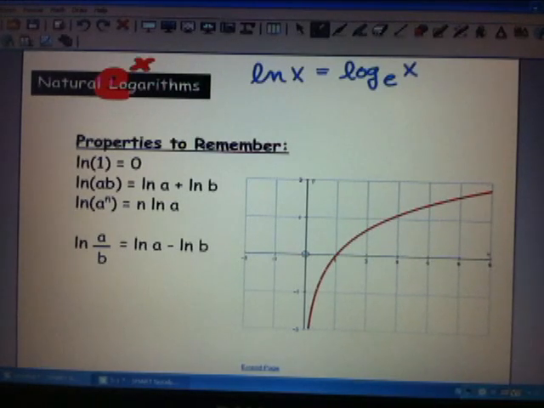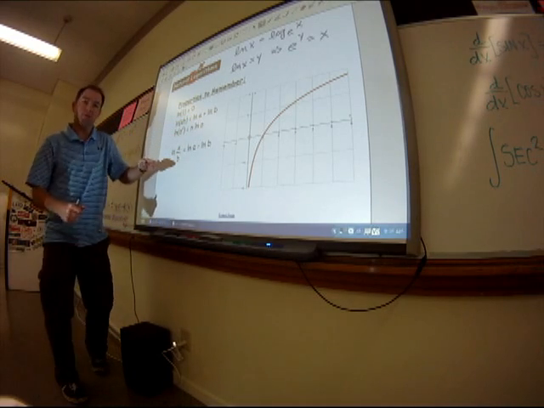The other thing to remember is that if I've got the natural log of x equals y, if I switch that to the exponential form, it becomes e to the y is equal to x. This is important to remember because it helps actually keep track of these rules, right?